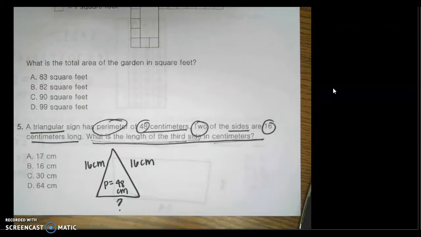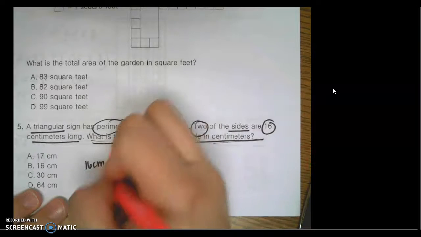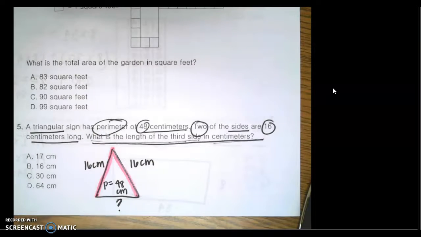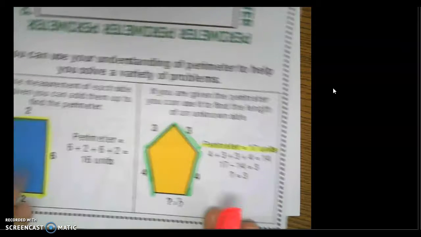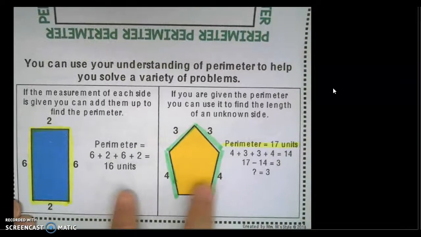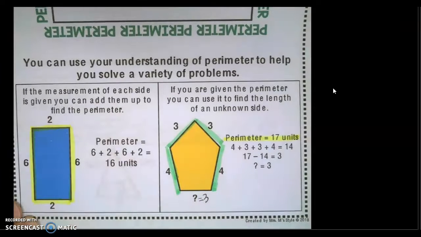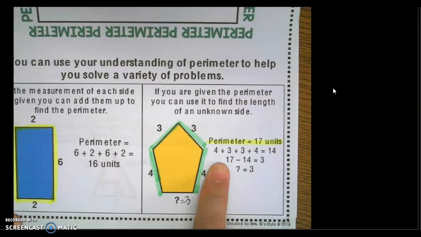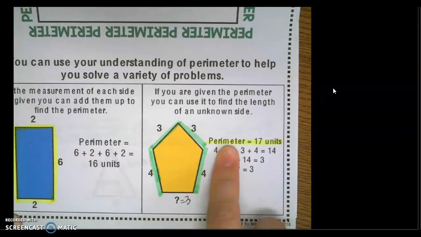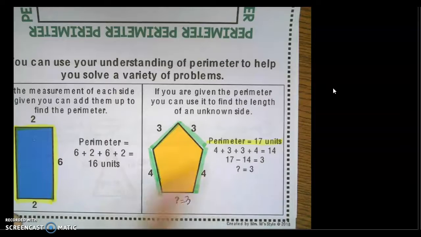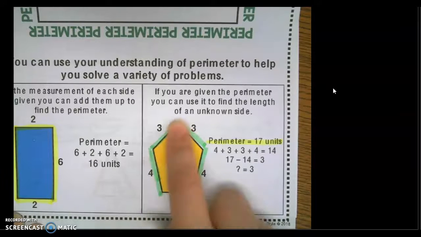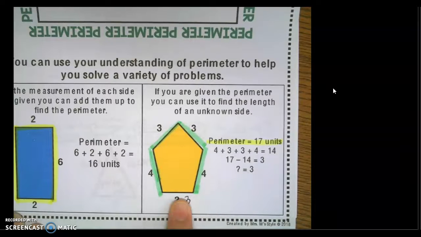So my table gives me, I know those two sides, okay? Remember, there are two types of questions that you're going to be asked when you're dealing with perimeter. You're either going to be asked to find the perimeter, and you would just add up all of your side lengths, or you're going to be asked to find the unknown side. And in this case, this tells you that the perimeter is 17 units. So that means the distance around the whole figure is 17 units.